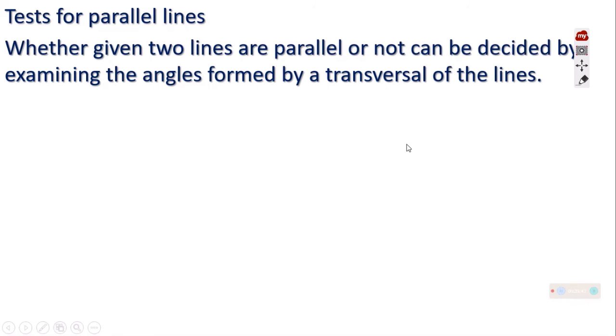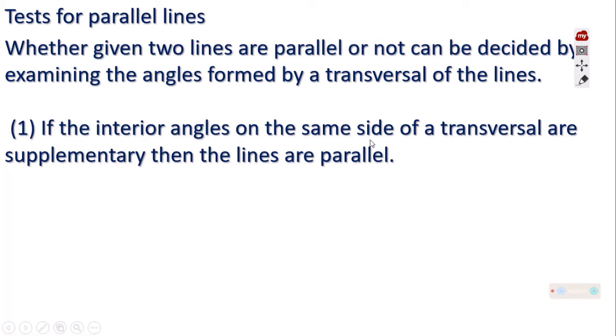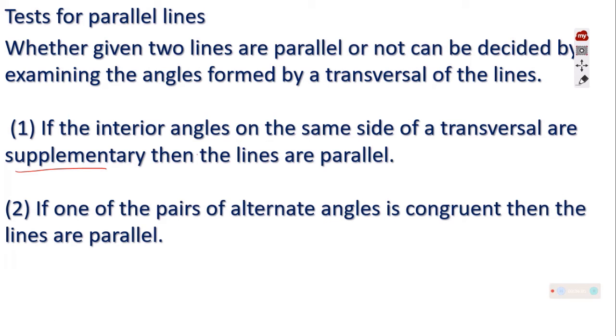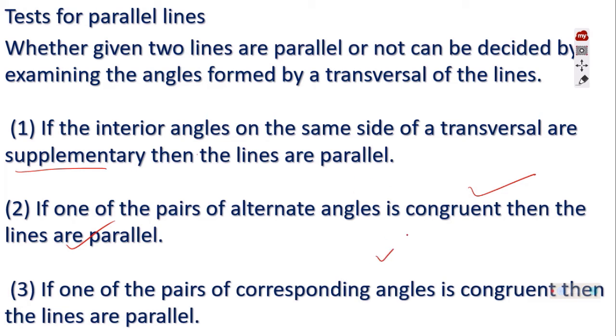There are certain headings like tests for parallel lines in your textbook. Whether two lines are parallel or not can be decided by examining the angles formed by the transversal. If the interior angles on the same side of the transversal are supplementary, then the lines are parallel. If one pair of alternate angles are congruent, then the lines are parallel. If one pair of corresponding angles are congruent, then the lines are parallel.